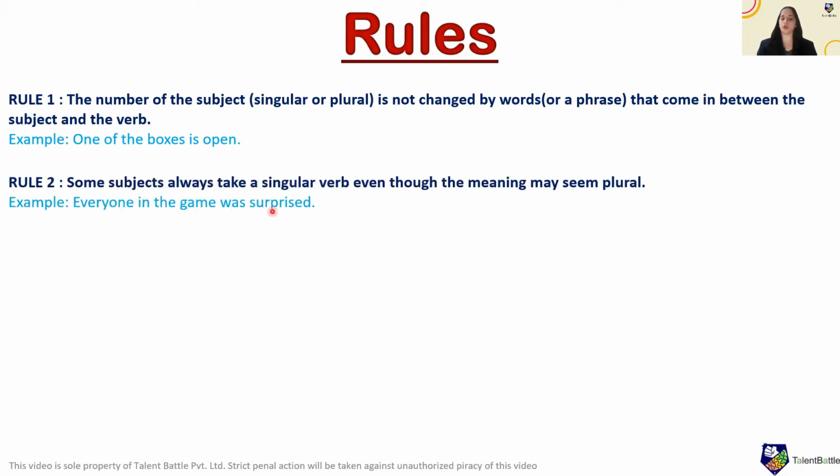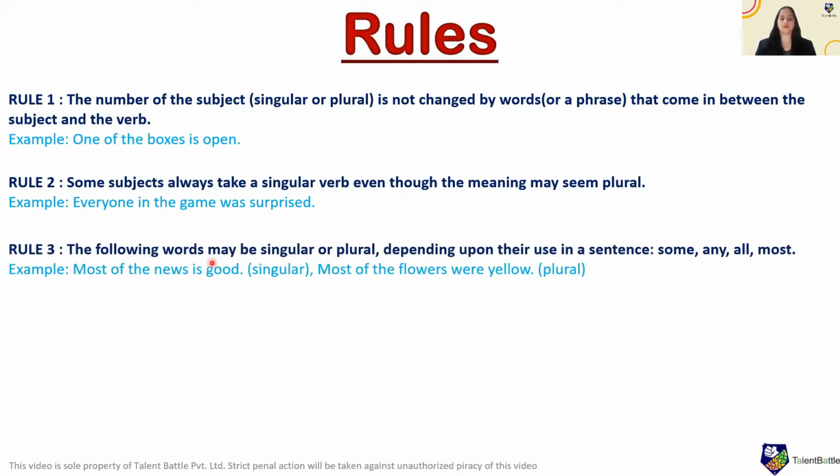Second, some subjects always take a singular verb even though the meaning may seem plural. So, everyone in the game was surprised. Everyone, if you say the word everyone, you can understand there are 500 people in front of you. But here we are talking about individual 500 people. And hence in the sentence, we are not using were, but we are using was.